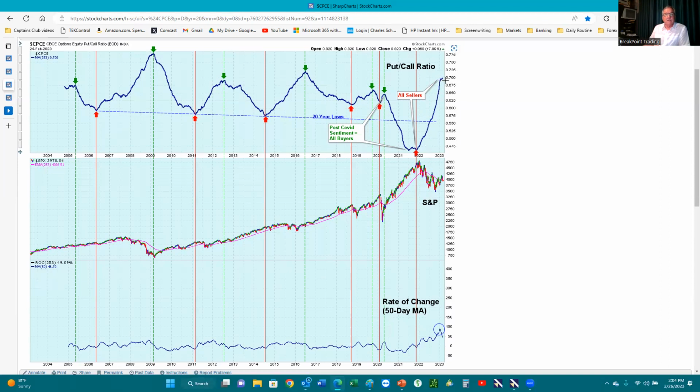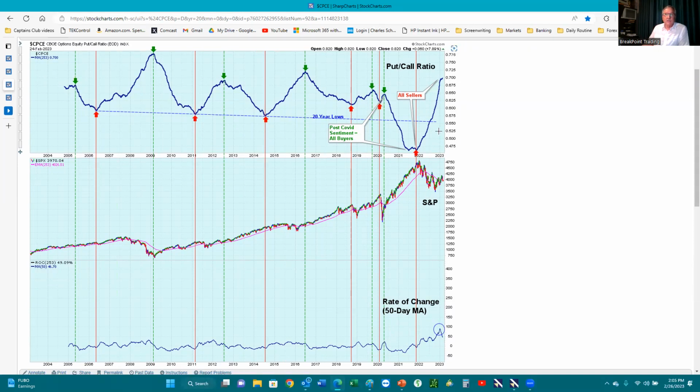Now, this could continue for another few months. I don't really know. But if you look at the rate of change, this is a 50-day moving average rate of change down here. And you can see where the green dash lines are. That's when the market started to go back up again. After having a sell-off, the market started going higher. You can see that the rate of change peaked in each of these cases and started to roll over. Well, right now that's peaking. That's really clear that that's peaking.